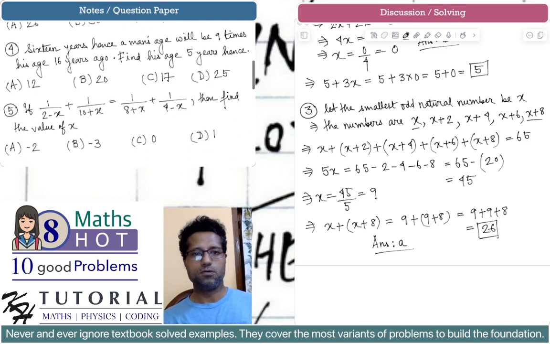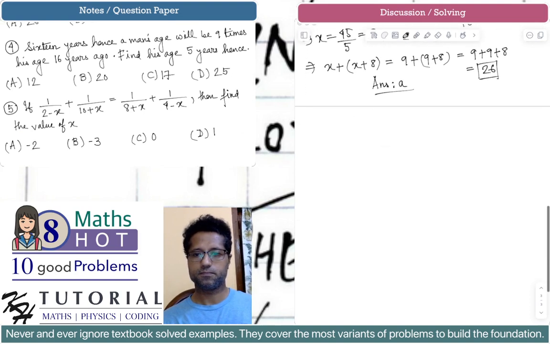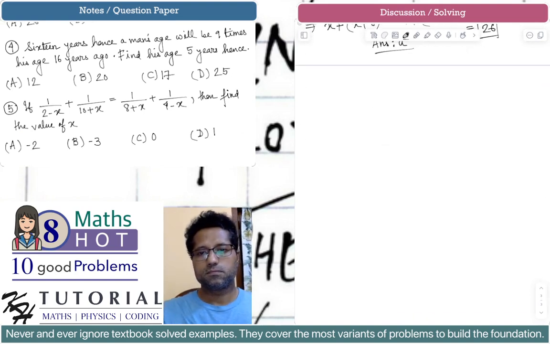Okay, let's do problem number 4. This is a word problem related to ages. It says that 16 years hence, a man's age will be 9 times his age 16 years ago. That is, after 16 years, the man's age will be 9 times his age 16 years ago. Find his age 5 years hence. So finally, we have to find the age of the man after 5 years.